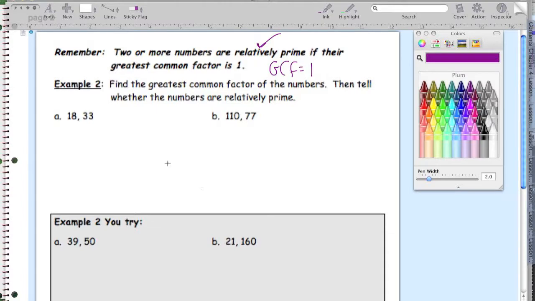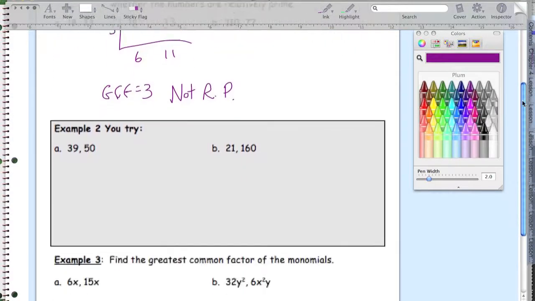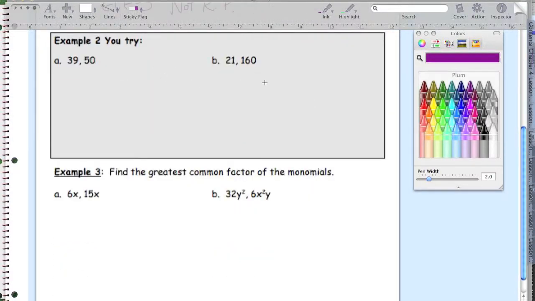If you'd like to see them done, really all they want you to do is use Euclid's method. 18 and 33, what goes into both of these? I guess I'm not skipping over them too much, am I? Your GCF here is 3. That's sloppy, I'm sorry. GCF is 3. Are these relatively prime? No, not relatively prime. And I'm going to abbreviate just for time's sake. But that's how you would do A, B, and then example 2, you try A and B.